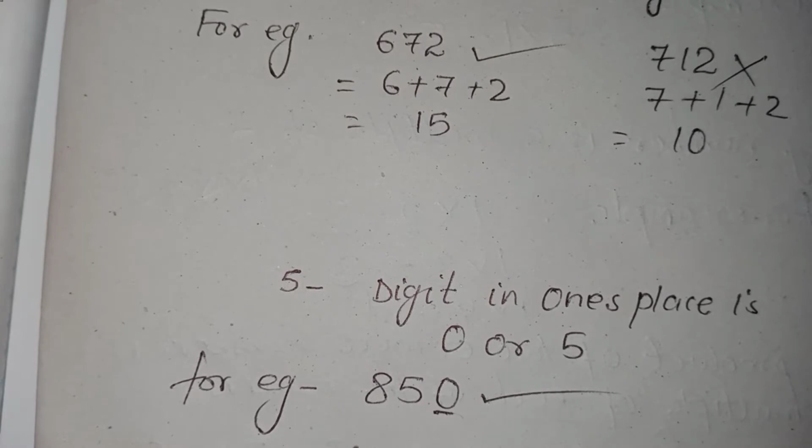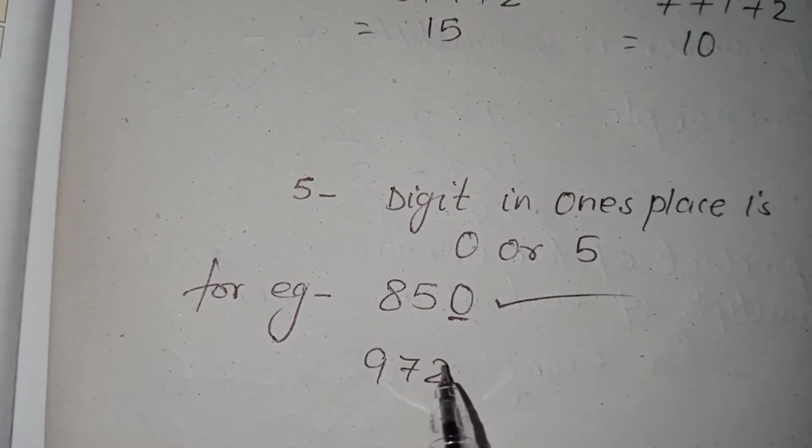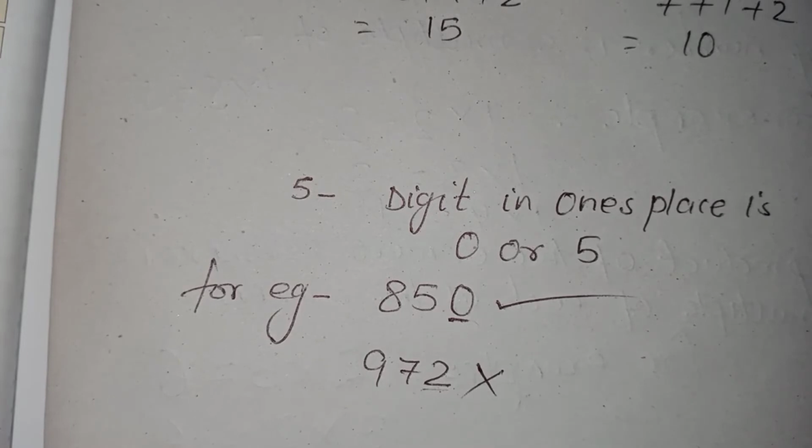Okay, if other example I am taking 972. So at ones place it should be 0 or 5. So you see here at ones place what is there? 2. That means this is not divisible by 5. 972 is not divisible by 5. Only at ones place what should be there? 0 or 5. That means that number is divisible by 5. Okay, now let's do the questions.